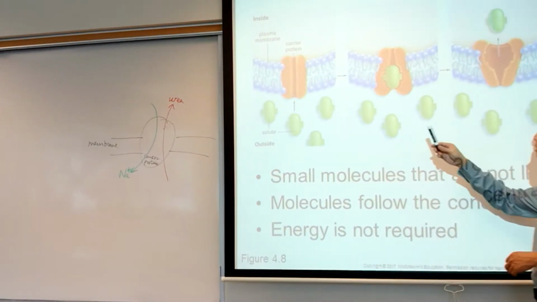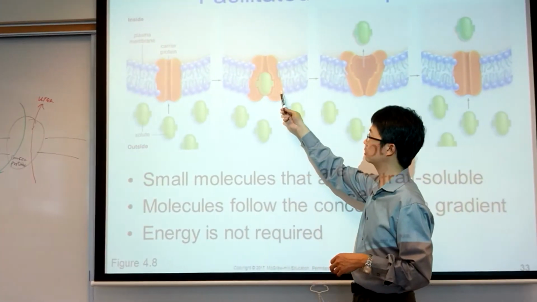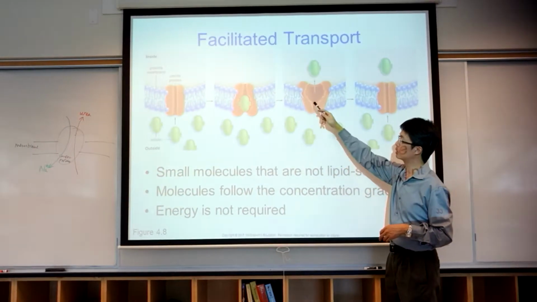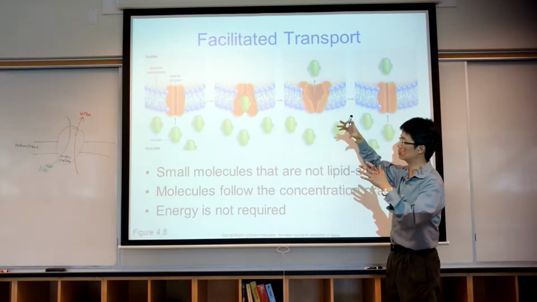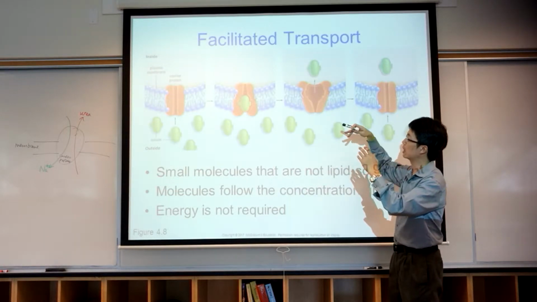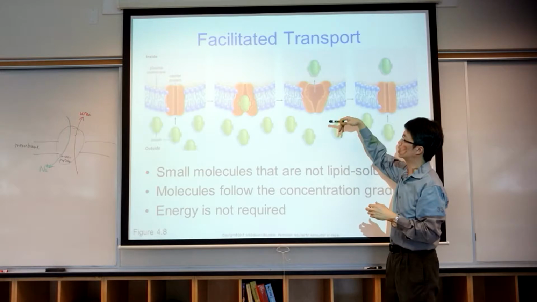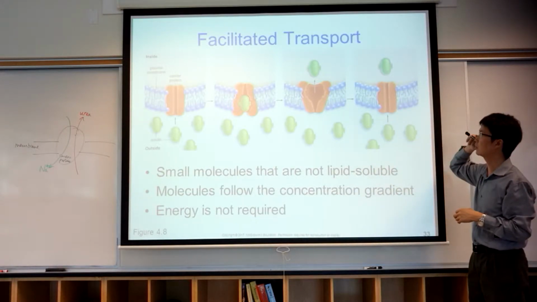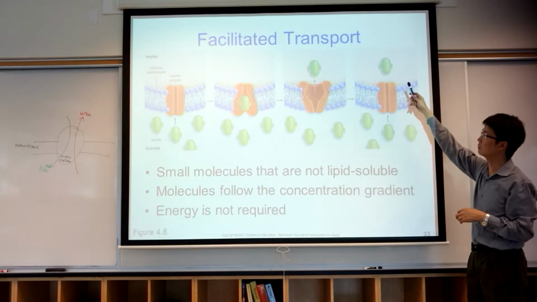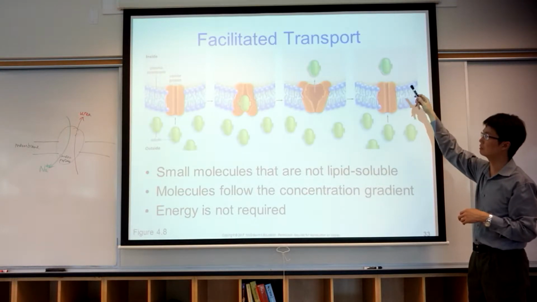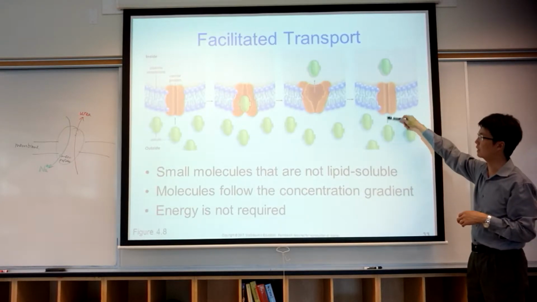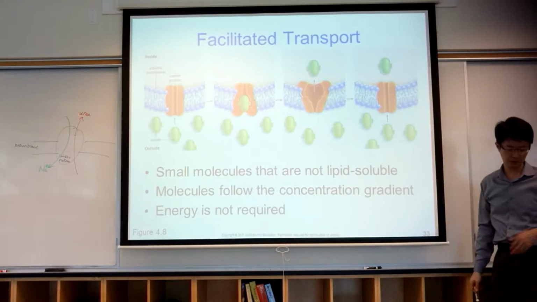When the carrier protein binds to a molecule that it wants to transport, the binding of the molecule will induce a conformational change. That means the structure of the protein will change. In this case, it will eject the molecule to the opposite side of the membrane, and after the molecule leaves the protein, the protein will go back to its original shape to get ready for binding the next one.